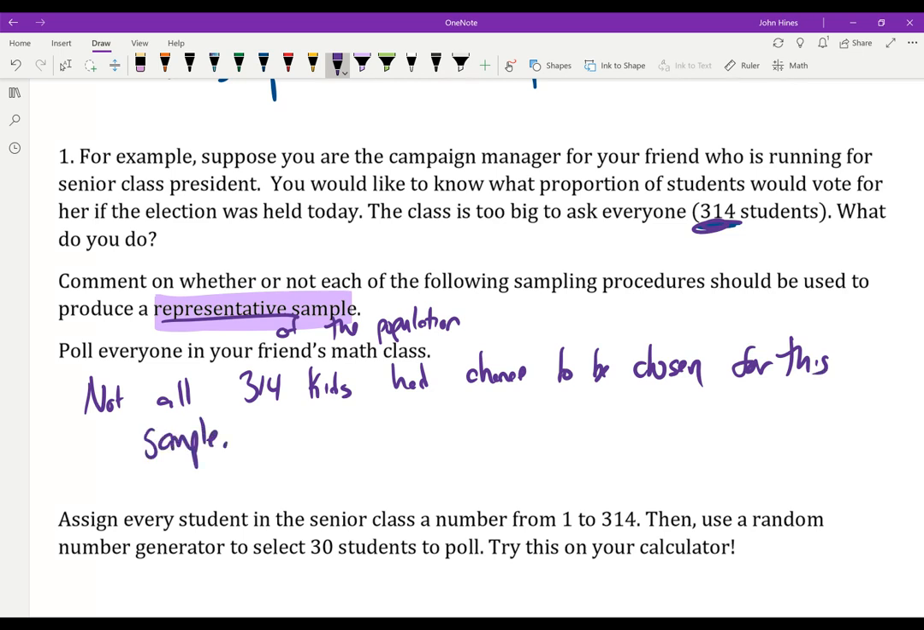Also, if they're in your friend's math class, chances are they might have other classes with that friend. And maybe they're friendly outside of school, that group of people. So it doesn't represent the overall intentions or feelings of the senior class.